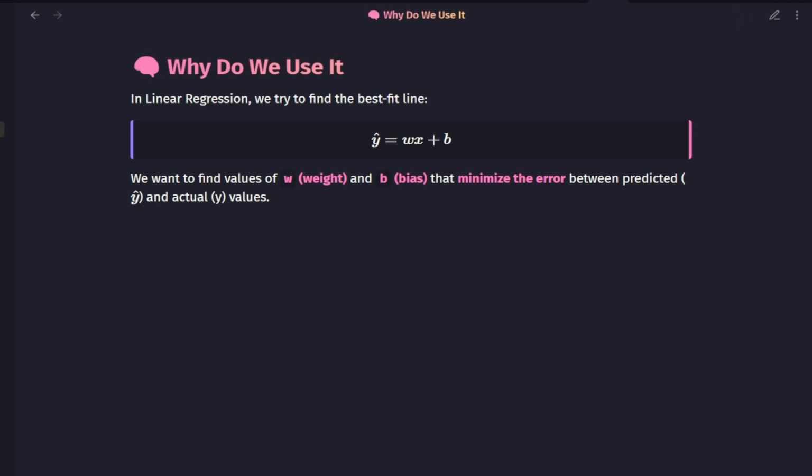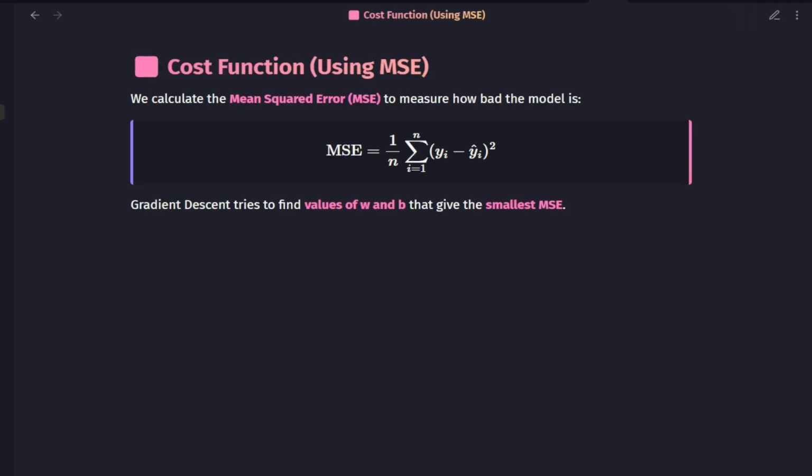Okay, so our next topic is cost function. To improve predictions, our model needs to know how wrong it is, and that's where the cost function comes in. We often use mean squared error, which measures the average squared difference between actual and predicted values. The goal of gradient descent is to adjust the model so this error becomes as small as possible.